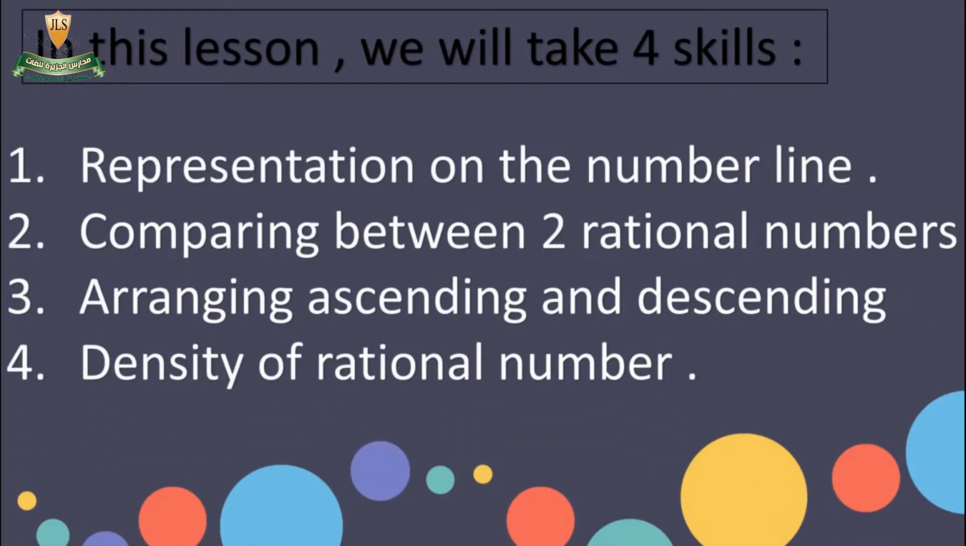At first, we learn to represent any rational number on the number line. Then we learn to compare between two rational numbers. After that, we can arrange any rational numbers in ascending and descending order. And finally, we will talk about the density of rational numbers.